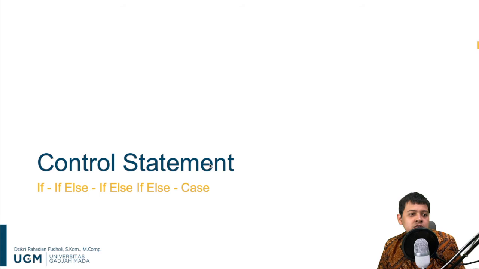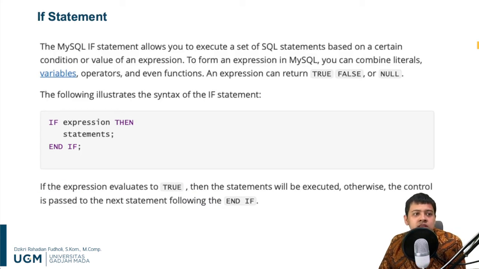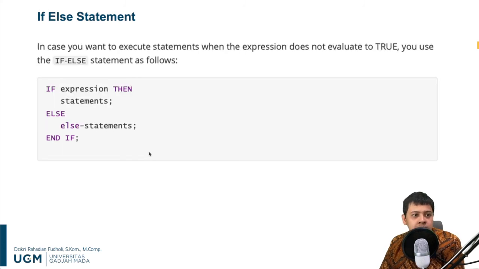Next, lastly, we're going to learn about control statements. So we have IF, IF-ELSE, IF-ELSEIF-ELSE, and then lastly CASE. I'm just going to give you a brief explanation about this. In the IF statement, you can use it on stored procedures or anywhere else. This is just like a simple IF THEN: IF an expression THEN statement. For example, if the parameter is bigger than 10, then do something, and then END IF over here. This is the IF statement.